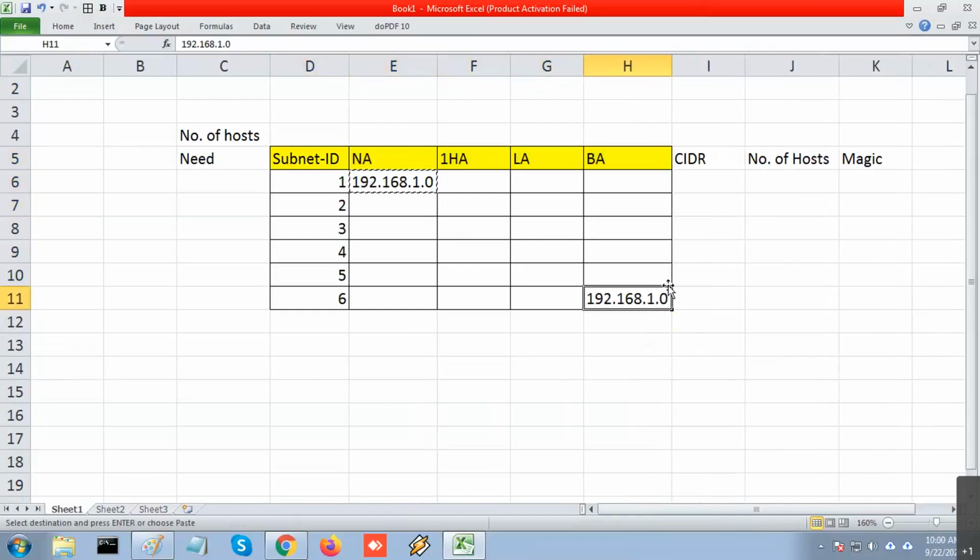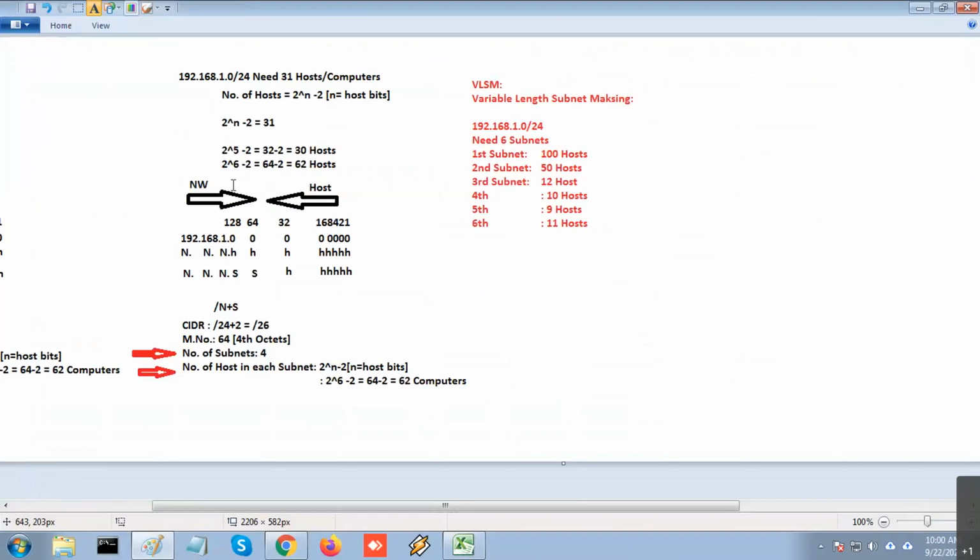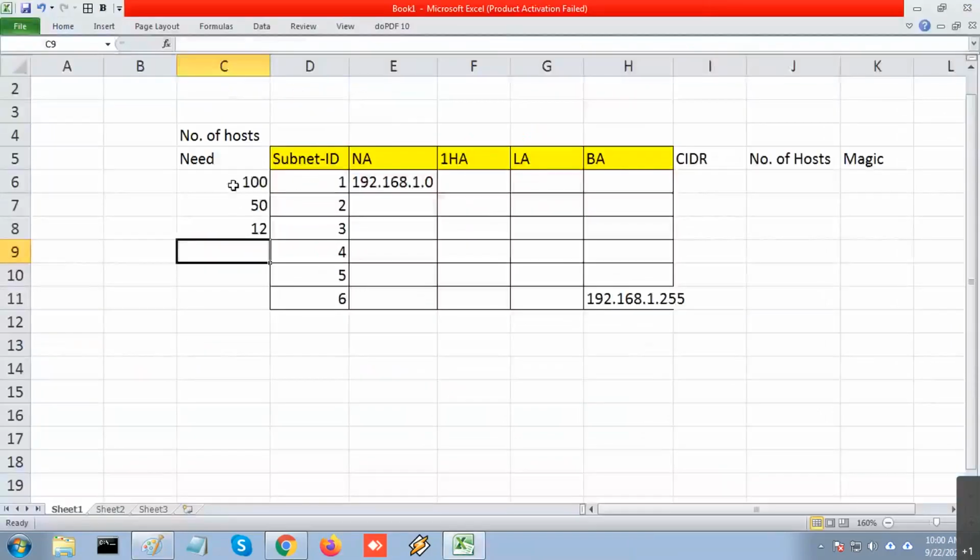192.168.1.255. This is one network, correct? Full range. Now this network I need to divide into 6, and the requirements are 100, 50, 12, 10, 9, 11, something like this I gave. The number of hosts has changed. Now you need to find the CIDR first.